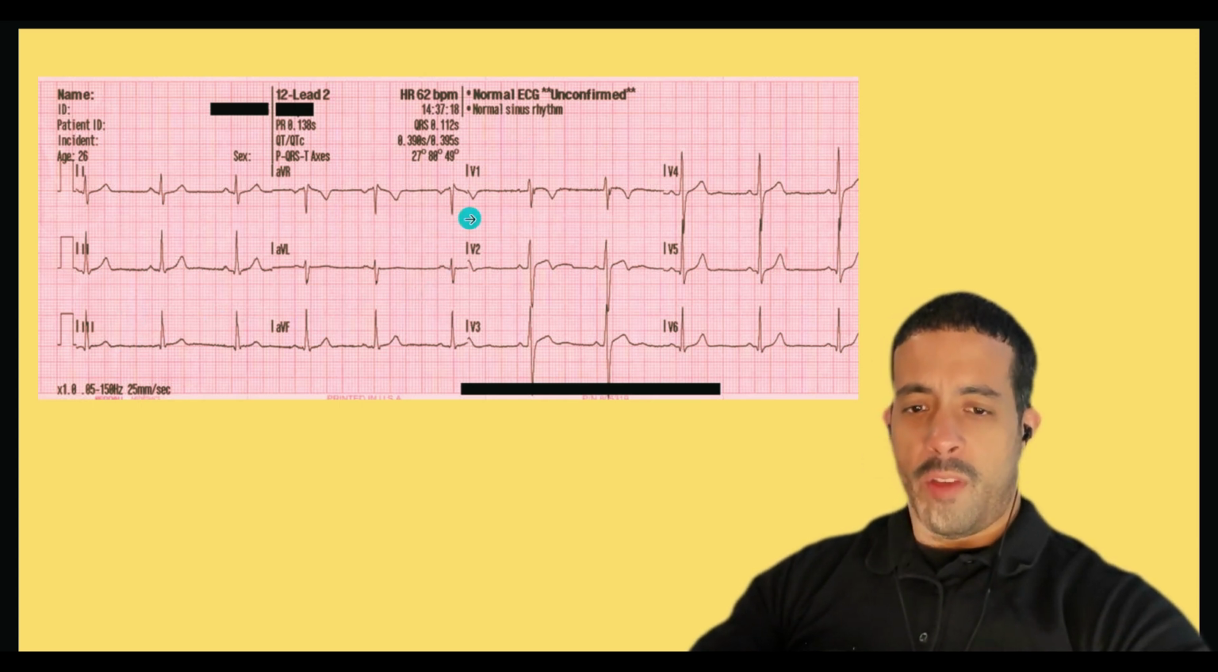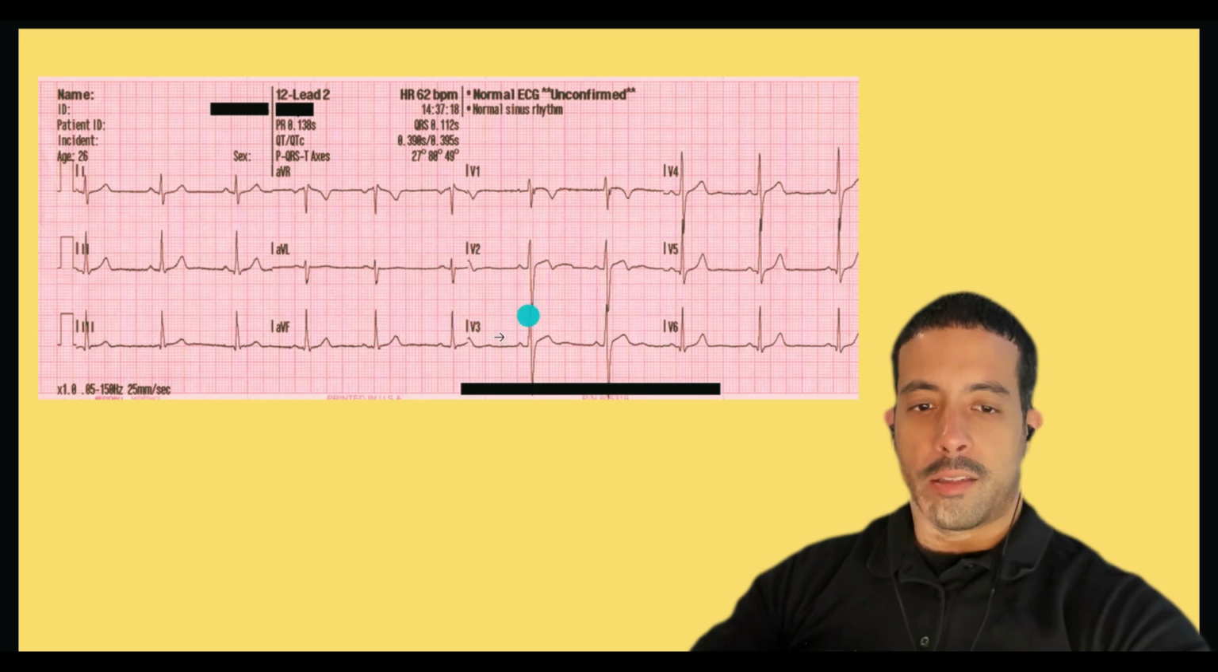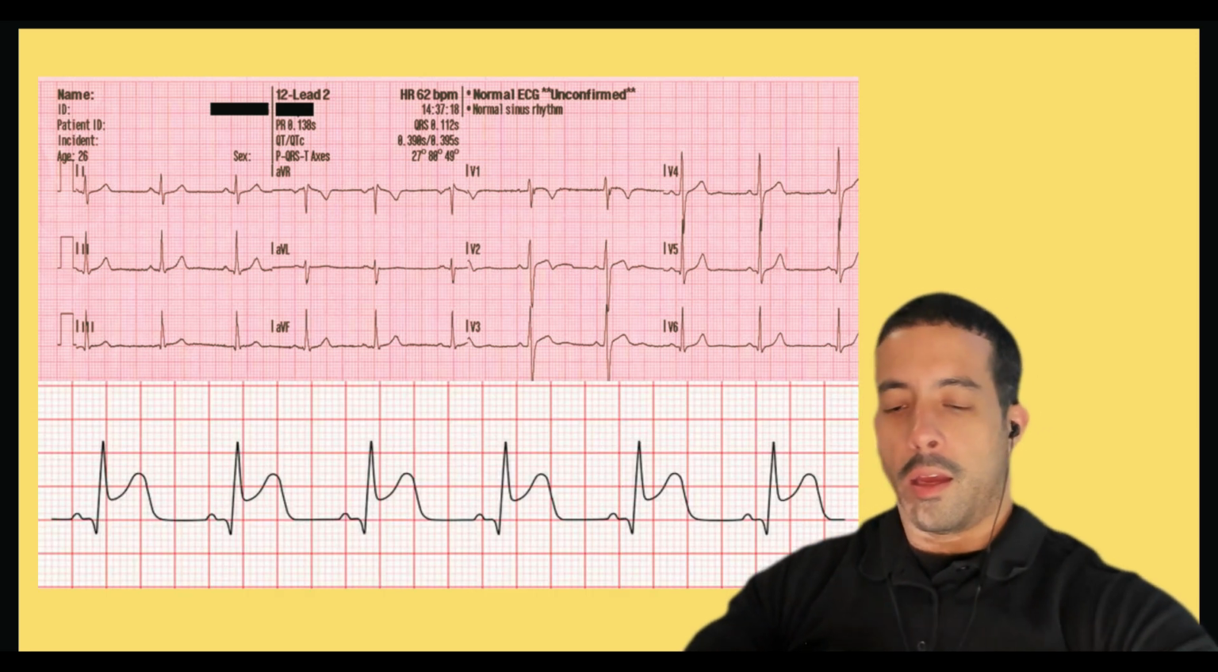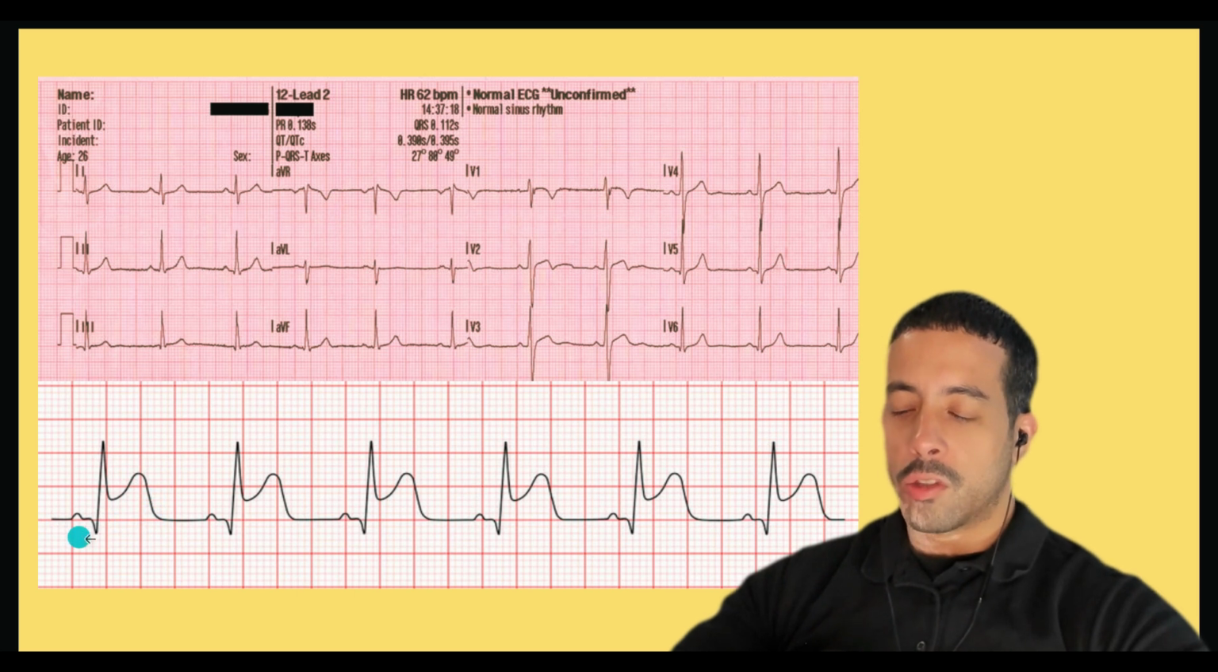So if you have elevations in V1 and V2 on two contiguous leads, basically contiguous leads are V1 and V2, V3 and V4, V5 and V6, and 2, 3, and AVF independently. So once again, Sally: septal, anterior, lateral, inferior.